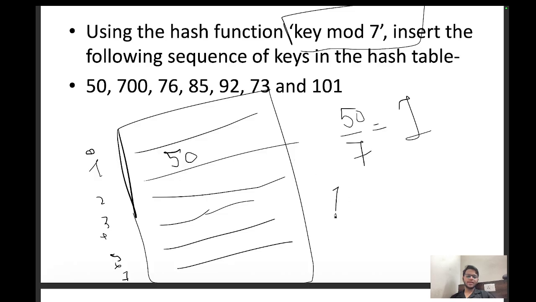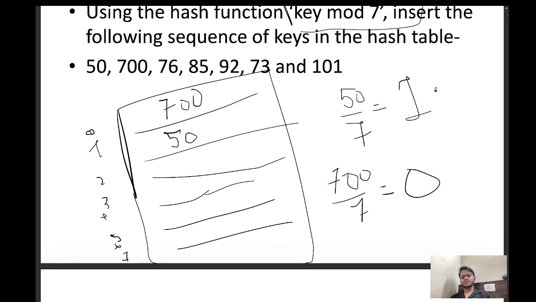Now we take the number 700, and we divide it by 7. 700 gets divided by 7 exactly 100 times and gives a remainder of 0. So it will be stored at the 0th place because the remainder is 0 here. If we have 76, then dividing it by 7 would give us a remainder of 6, so it would be stored at the sixth place.